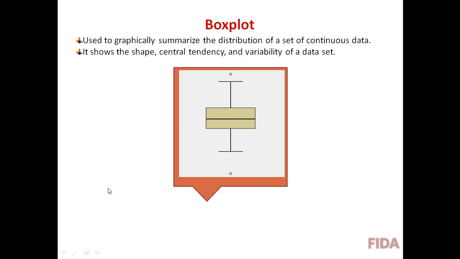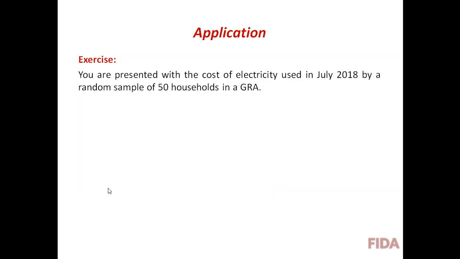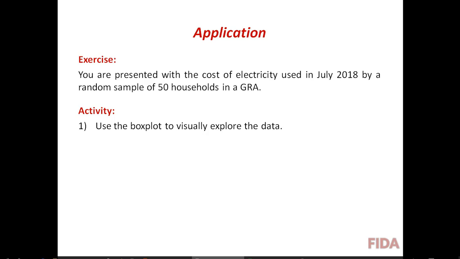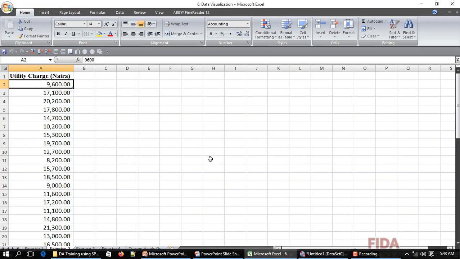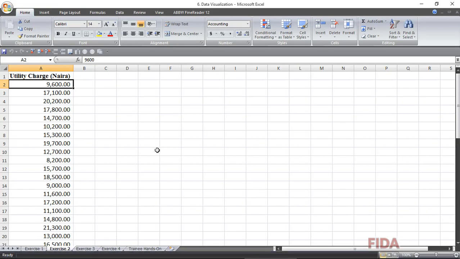Let us move to apply to see. So we are going to use the same exercise that we used for the histogram, and we have this activity. It says use the Boxplot to visually explore the data. So for us to do that, let's move to Excel, where we have the data. Yours is in your exercise files folder. If you look into it, you see the data visualization file. Double click to open it and go to exercise 2. That is where we have this data.